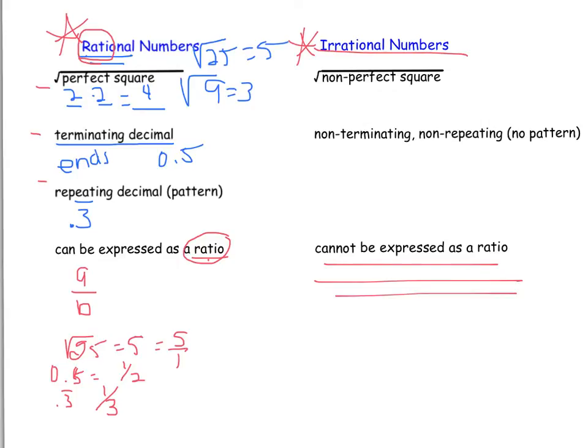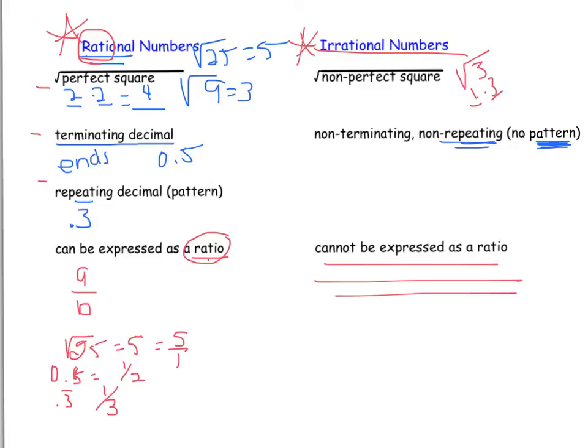So that includes the square root of non-perfect squares, like the square root of 3. You can't find a number that multiplied by itself gets you 3. 1 times 3 equals 3, but these aren't the same numbers. These two have to be the same for it to be a perfect square. So if you take the square root of a non-perfect square, what you're going to get is a non-terminating, non-repeating decimal. And again, you might have a pattern, but it's not a repeating pattern.